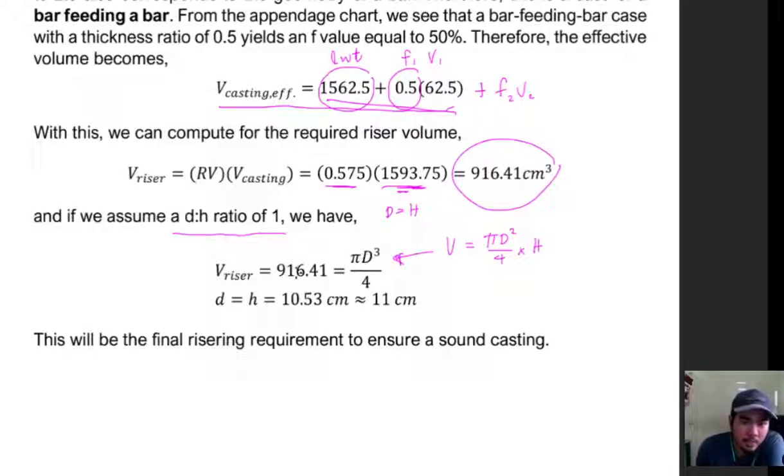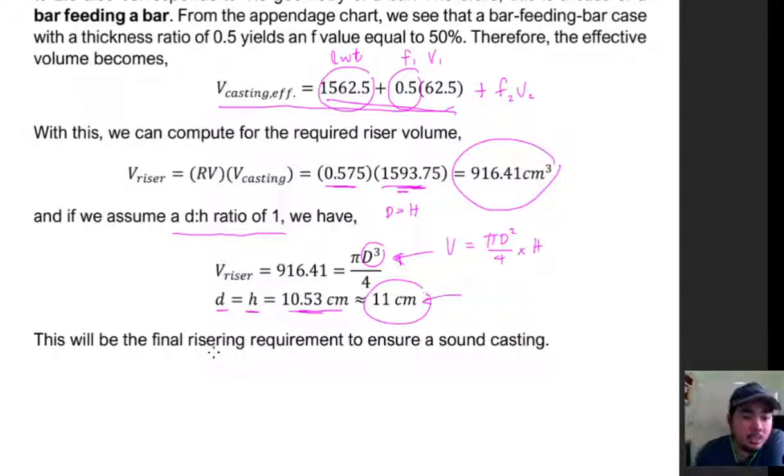Okay? So pi over 4 D cubed is equal to 916, and solving for D, because this is one equation, one unknown, we have that the diameter is equal to the height, which is equal to 10.53, and again we can round it up to make it easier for our pattern maker. So this is 11 cm.